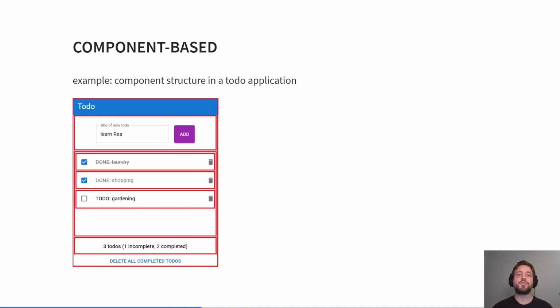Here we see how a to-do list application could be split into separate components. Three major components here would be one with a text field to add a new to-do, one to display a list of to-dos, and another one to display statistics concerning the to-dos. The list of to-dos could be further subdivided to include a separate component for each item.